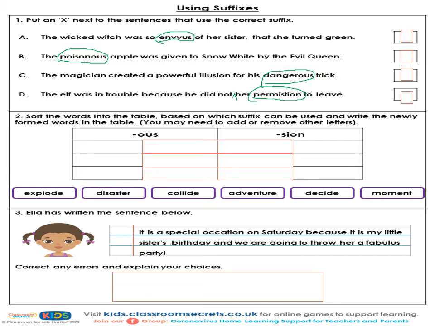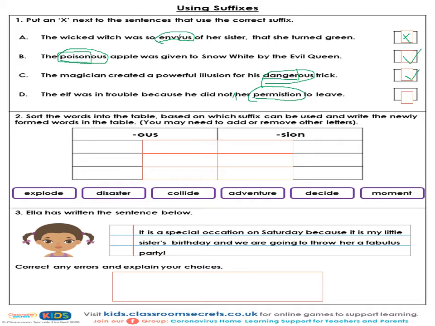So the first one, envious. If you have a word ending in Y, you need to change it to I and then O-U-S. So envious is not spelled correctly, so that's a cross. All right, poisonous, well, we've got poison, there's the root word, and then O-U-S on the end. Yep, that's correct. We have dangerous. Danger is the root word there. And with the us suffix, that's correct.